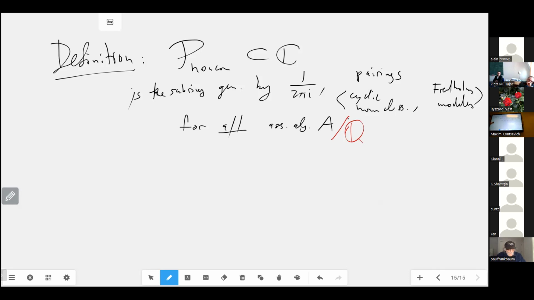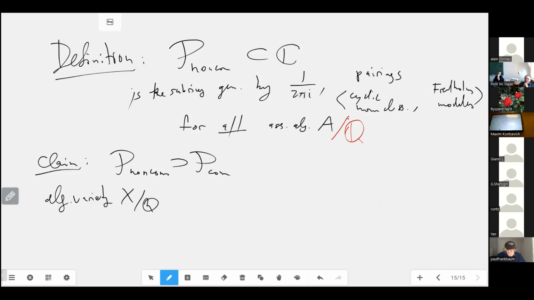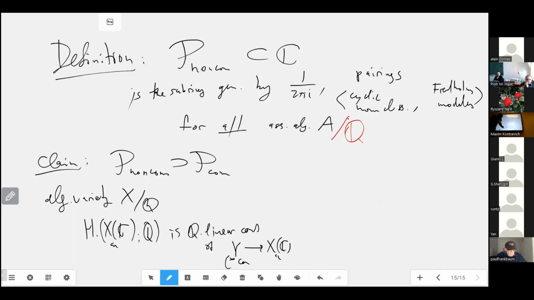So this is an obvious claim. You can get commutative periods as a part of this ring. It's completely obvious. Suppose you have an algebraic variety over the rational numbers, and we want to integrate some form over a cycle. Then the homology class of this variety is a Q linear combination of some bordisms, of some C infinity manifolds, which map to X over C. So we can replace homology by bordisms. Torsion represents the same things.